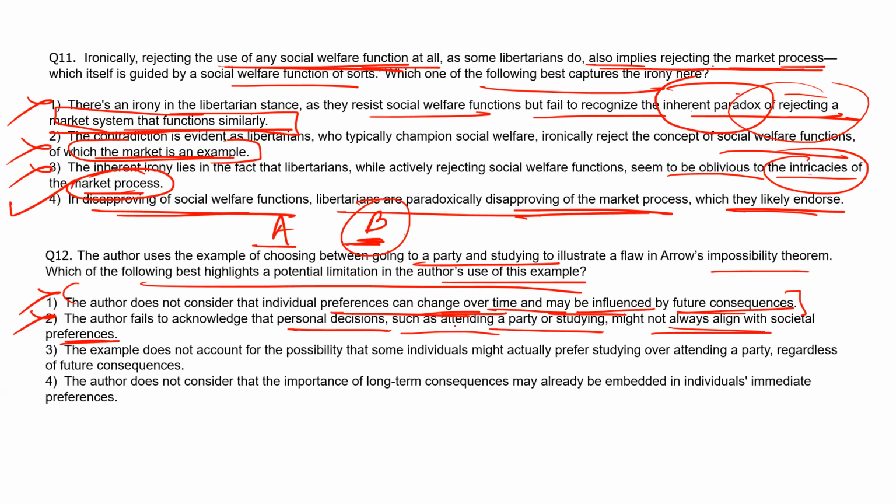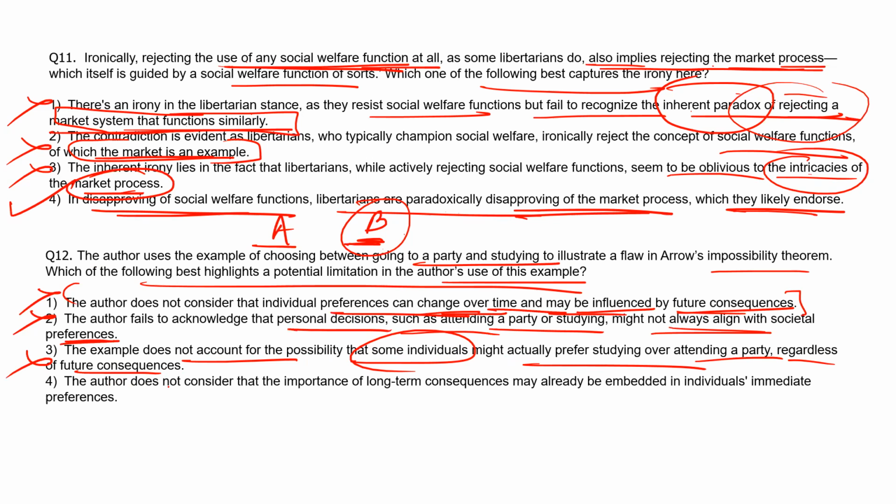This is totally irrelevant. The example does not account for the possibility that some individuals might actually prefer studying over attending a party regardless of future. See, some individuals, he is not talking about, one or two, because here we have to come at a societal preference. And as we know, societal preference is the sum total of all the individual preferences. So author is not going to look at the possibility of some individual preferring to do A, some individual preferring to do B and all that. So this is not a limitation.